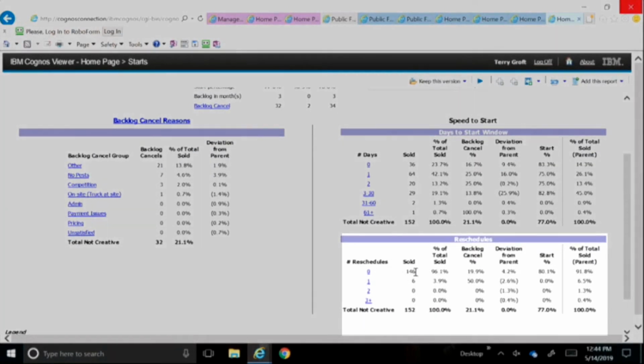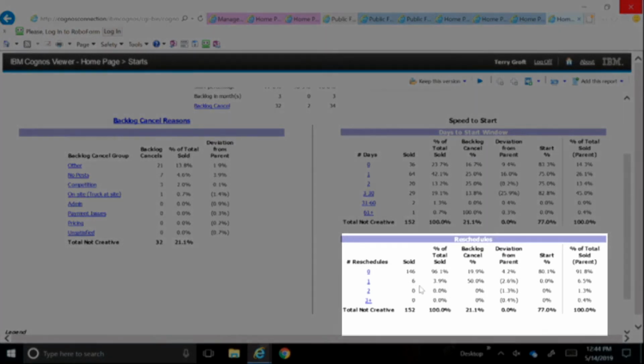But what we do sometimes control is whether or not it gets rescheduled. So this bottom part here is the rescheduled. In this branch, if it was not rescheduled, then they had an 80% start rate. But the 6 that did have to get rescheduled, none of those got started. So in this case, it does show you that I want to try and not reschedule it. I want to get it done on the day that it was serviced.